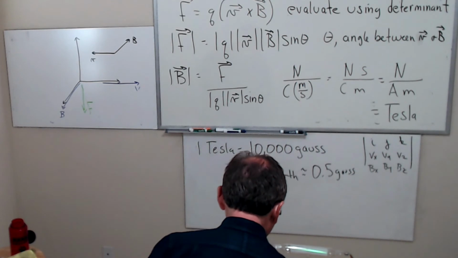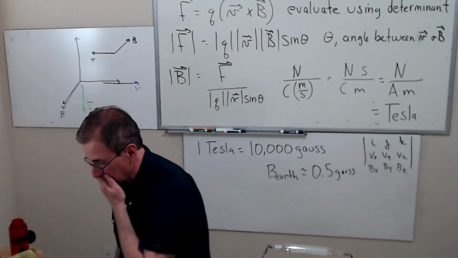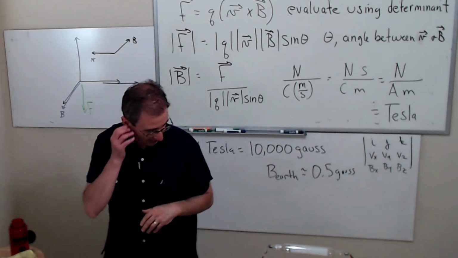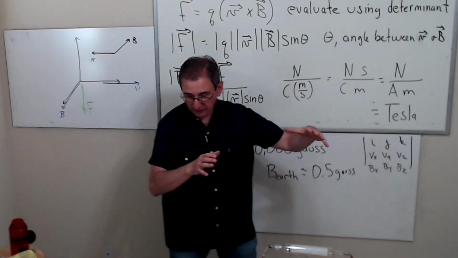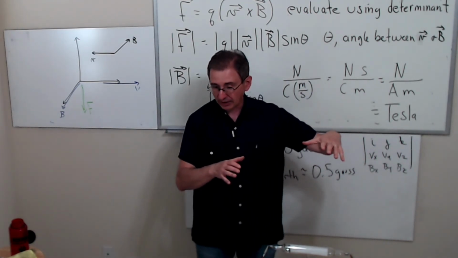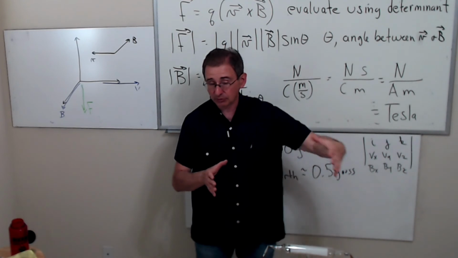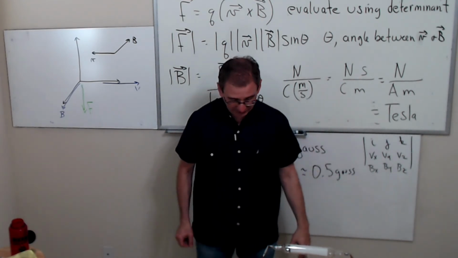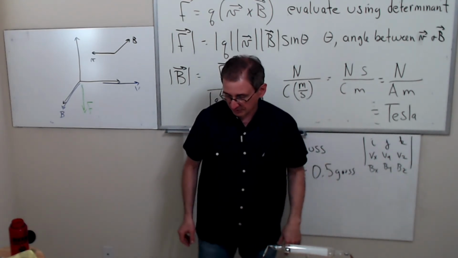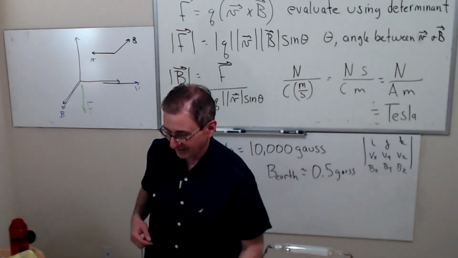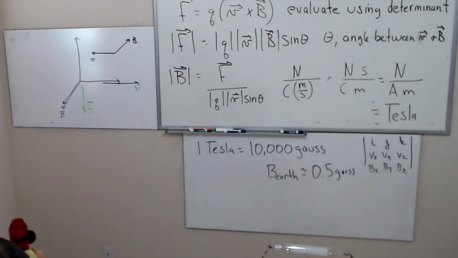Let me turn this off before I get zapped. Okay. Normally if we were on campus, I would have another device where I would make the electrons go in a circle and you would be able to see that, but I didn't want to bring that because that involves bringing an expensive tube home and I don't want to break it.